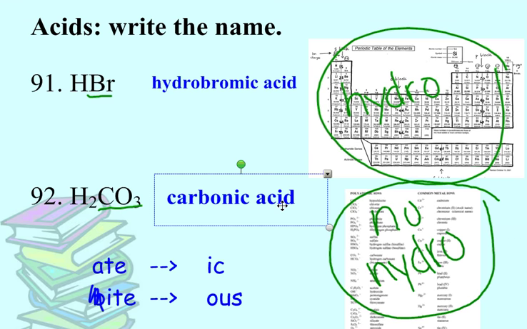Okay. And the way we said to remember this was a little saying, which is, "Don't bite, it's infectious, and what I ate was icky." So you can remember to change "ate" to "ic" and "ite" to "us".